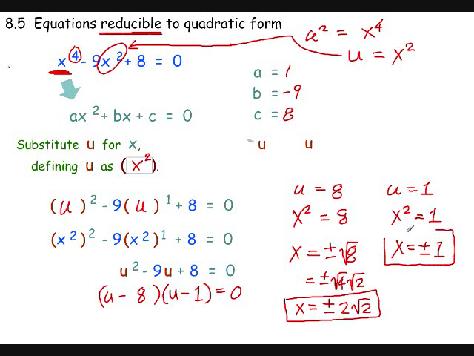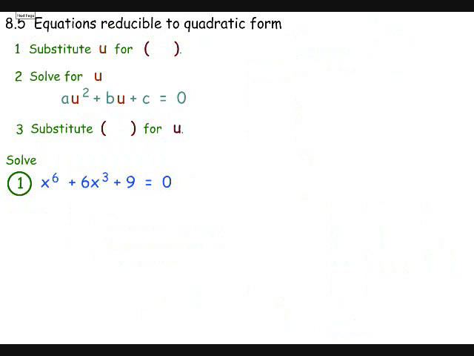Now, how many solutions did I get to this problem? Look at that. A plus and a minus, that's 2. A plus and a minus, that's 2 more. What did we expect to get? That's right. We expected to get 4 because that was the highest power. How interesting. Okay, let's try it again.